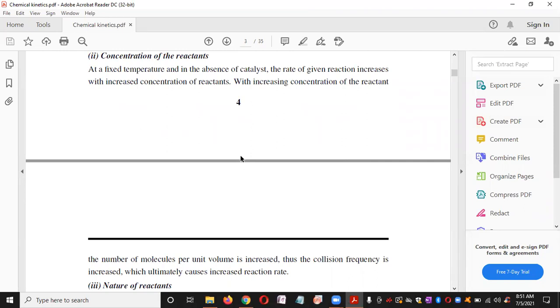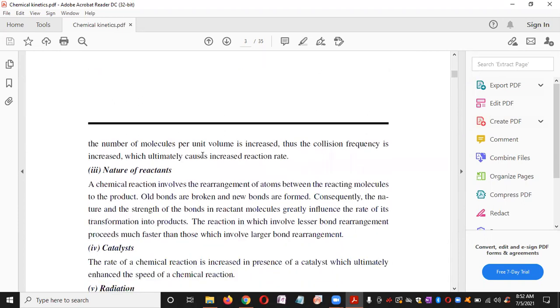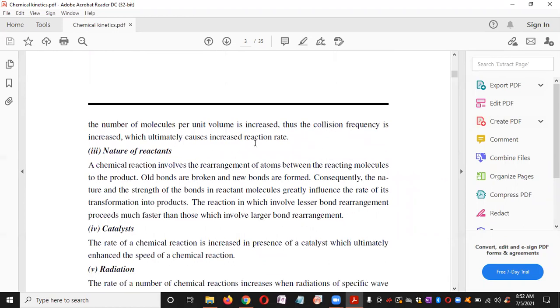Or else, if you decrease the concentration of product, it also favors the forward reaction and increases the rate of reaction. So at a fixed temperature and in the absence of catalyst, the rate of a given reaction increases with concentration of reactant. With increasing concentration of reactant, the number of molecules per unit volume increases, thus the collision frequency increases, which ultimately causes an increase in reaction rate.